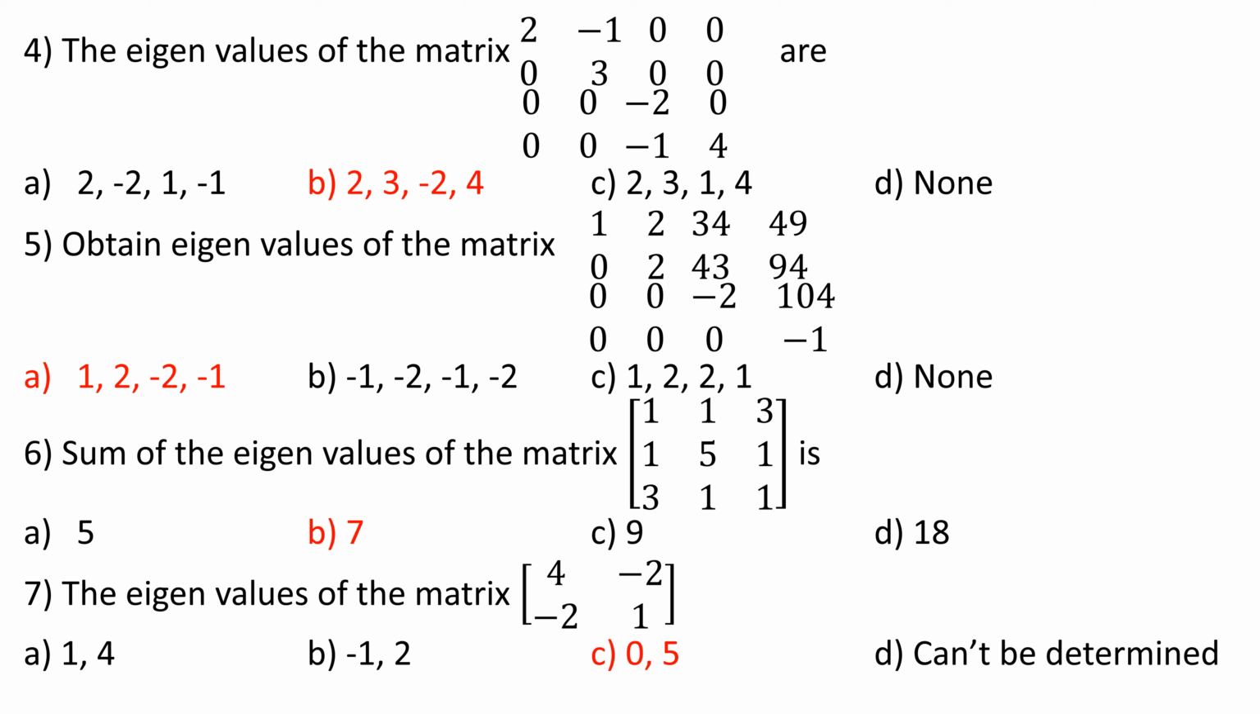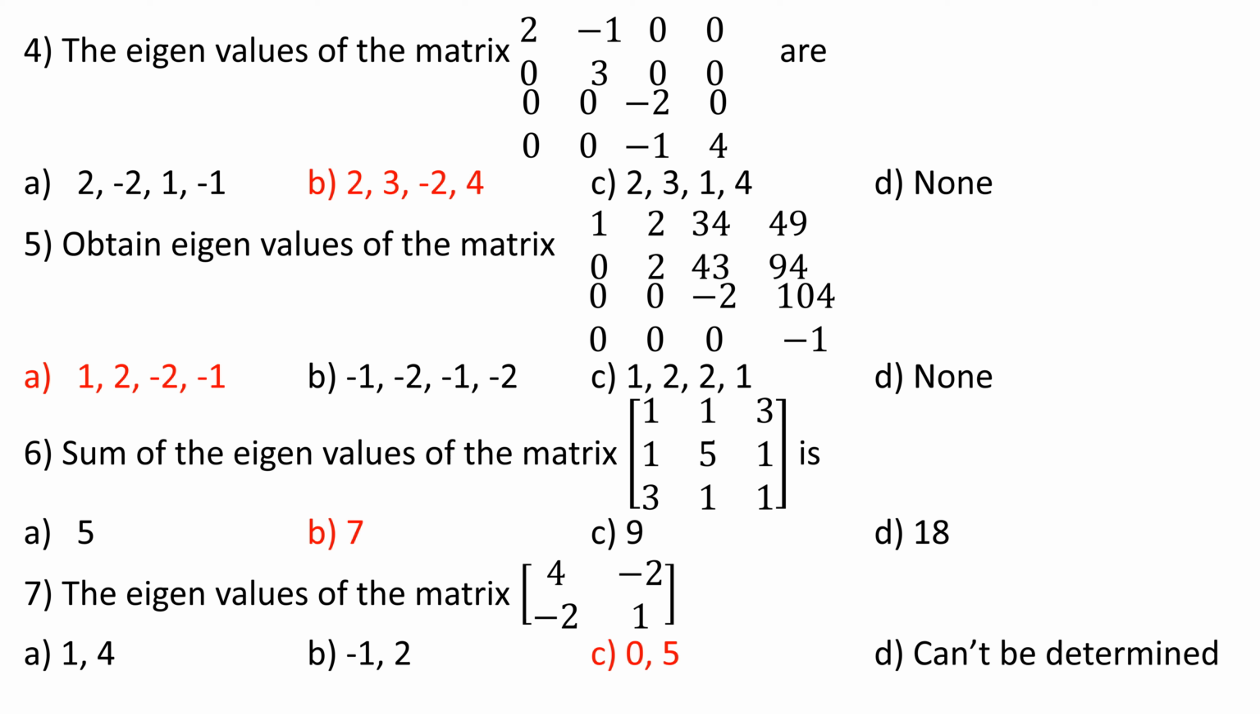Now look at question number 7. The eigenvalues of the given 2 by 2 matrix 4 minus 2 minus 2 1. The sum of the eigenvalues is 4 plus 1, that is 5. Look at the options. Sometimes you may get it with the first step itself, that's why we have to check. So 1 plus 4 is 5, so A may be correct. B, minus 1 plus 2 is nothing but 1, so B is not correct. C, 0 plus 5 is 5, so C also may be correct. D, cannot be determined.